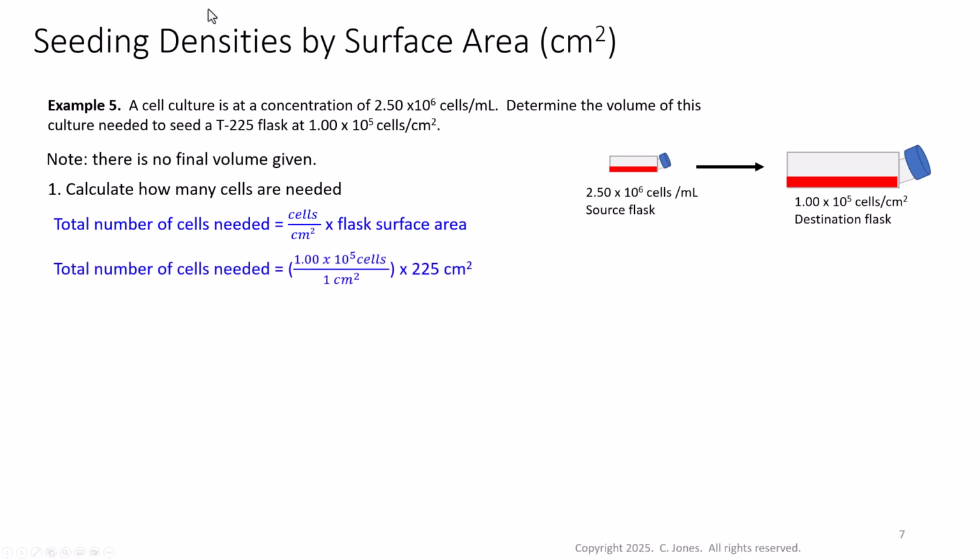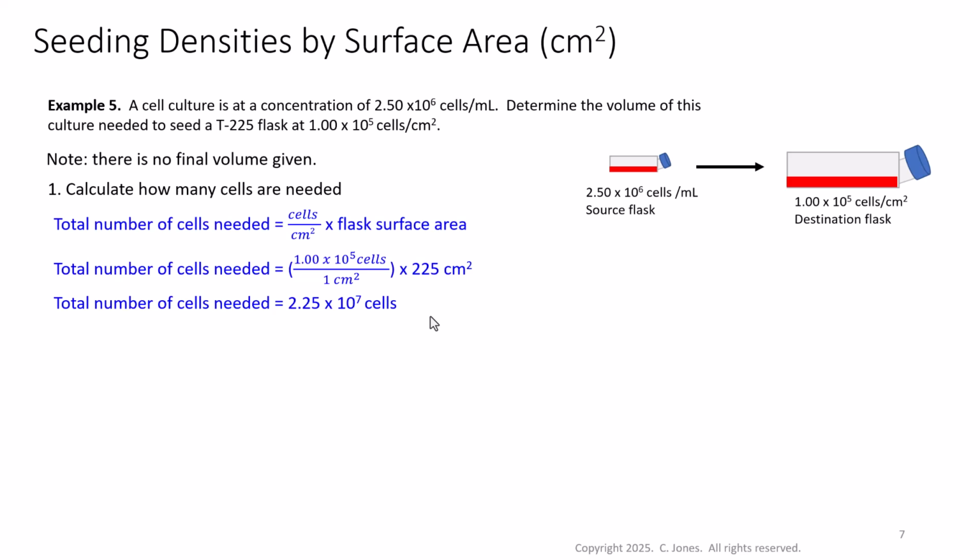All right, so now we just need to plug this in. We want 1.00 times 10 to the fifth cells per 1 centimeter squared, and we need to cover 225 centimeters squared. So this is just a simple plug and chug. And so this is 2.25 times 10 to the 7th cells, because centimeters squared cancels out. Some people may do this as one continuous problem. I broke it up into two separate parts because I think it's easier to understand what's going on here.